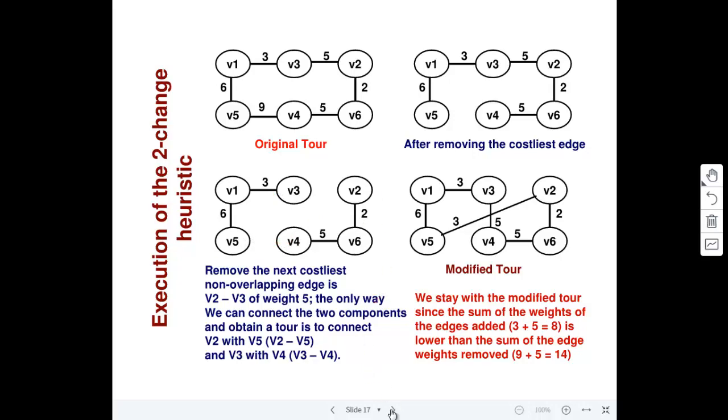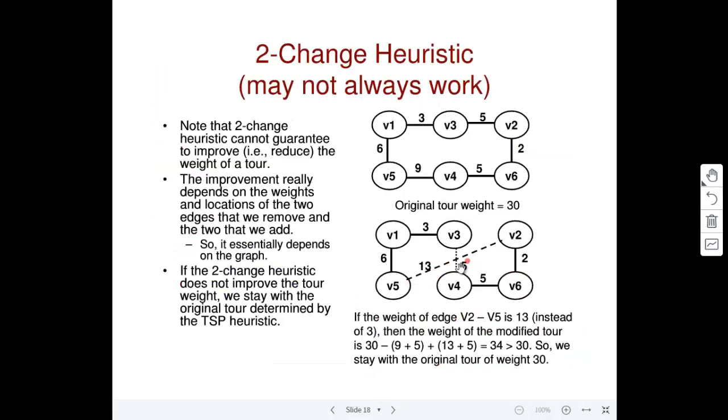So what if the weight of those two edges that we added, like in this case instead of 3, it is say 13 between V2 and V5, and let us say it is 5 as before. So 13 plus 5 is 18. So remember, we removed 9 and 5, so they add up to 14. So we remove some two edges of weight adding up to 14 and add two edges with weight adding up to 18, more than what we removed. So that means we are going to say 30 minus 14 plus 18, which is 34.